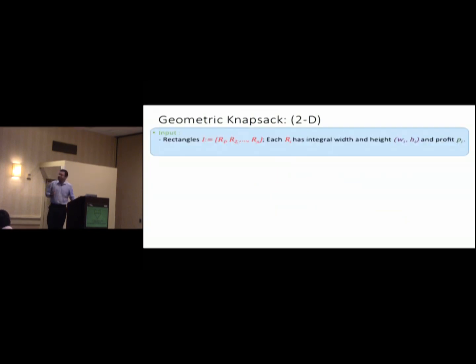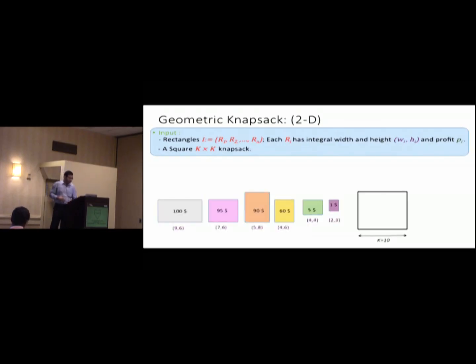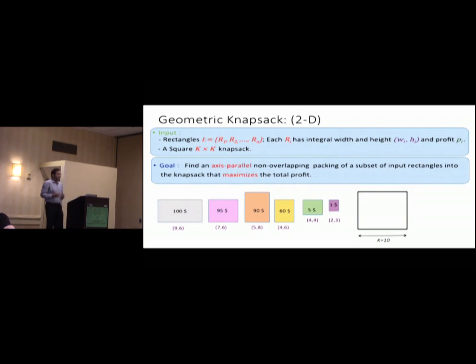Okay, so let's start with the definition of the problem. In geometric knapsack, you are given n rectangles, and each rectangle Ri has an integral width Wi, an integral height Hi, and an associated profit Pi. We are also given a square k cross k knapsack. For example, in this instance, we are given 6 rectangles with sizes and profits, and we are also given a square knapsack. And the goal is to find an axis parallel non-overlapping packing of a subset of input rectangles into the knapsack that maximizes the total profit.